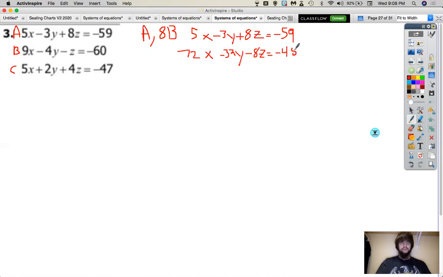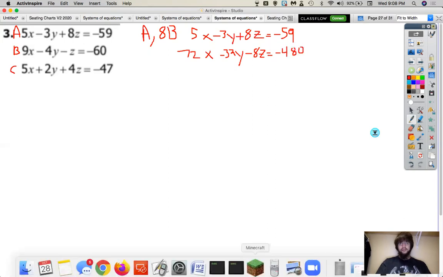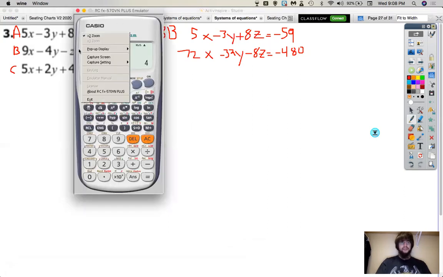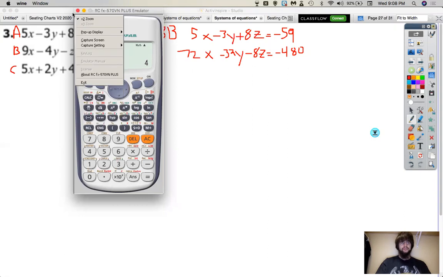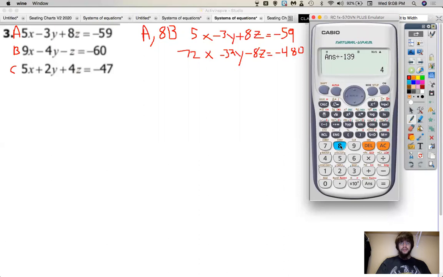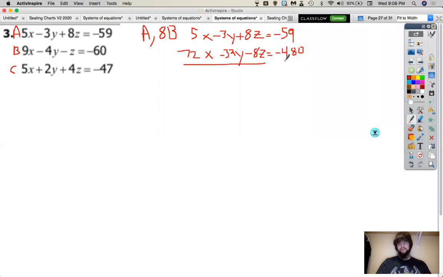Use a calculator. In fact, I'm going to double check myself because I don't want to make a mistake and have to start over. 8 times negative 60, negative 480. Okay, my brain's still half working. Bear with me, guys.